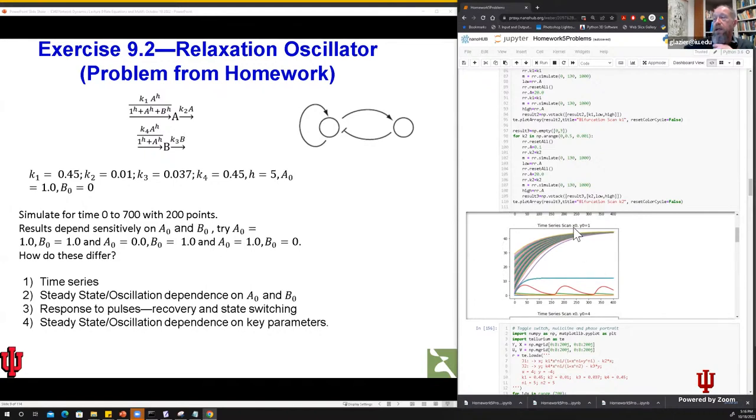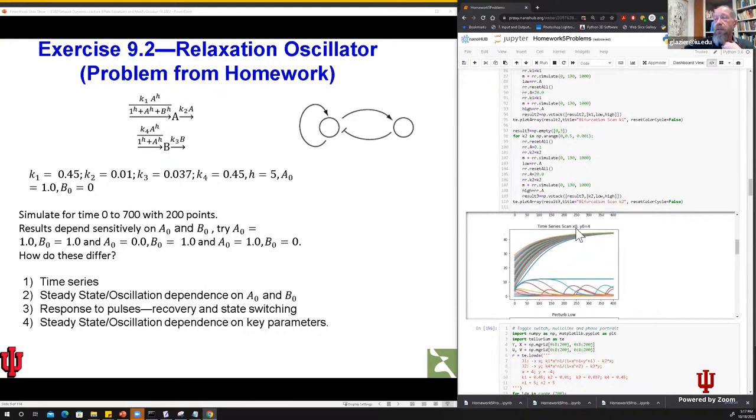So here I'm scanning A with B equal to one. If A is initially very small, I get a stable, small, steady state for A. If A is just a little bit bigger, I get an oscillating steady state for A. If A is just a little bit bigger than that, this is that unstable fixed point. And if A is big, I get a stable, steady state for A.